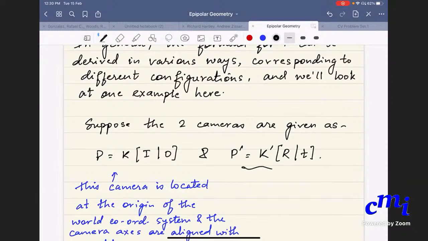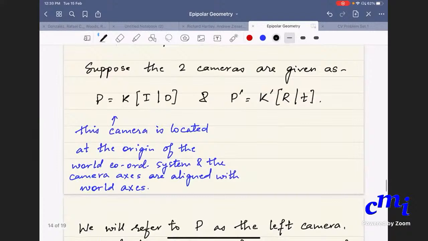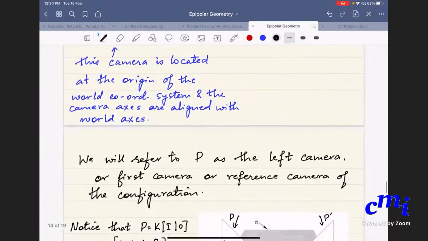Okay, and this is the general situation. The second camera, I don't know where it could be. It is at some other position, and for that position we know R, T, and K prime. Okay, so we are given two cameras like this. These are calibrated cameras, so we know the split.